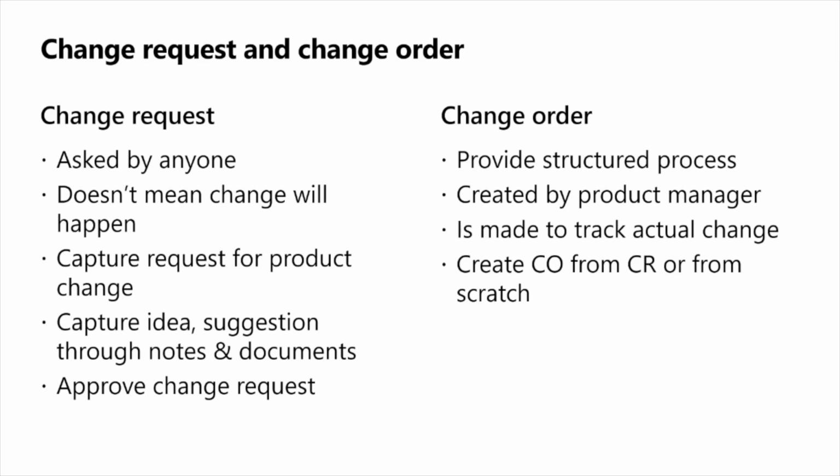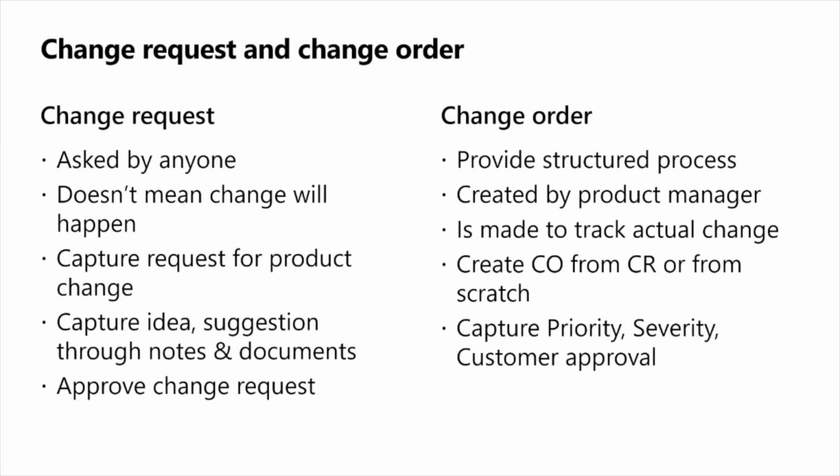You can define various attributes such as priority, severity, and customer approval on the change orders. You can include multiple products on a single engineering change order. Using this change, a new product, new variant, or new versions can be generated.